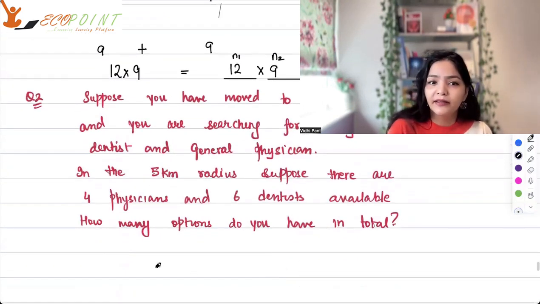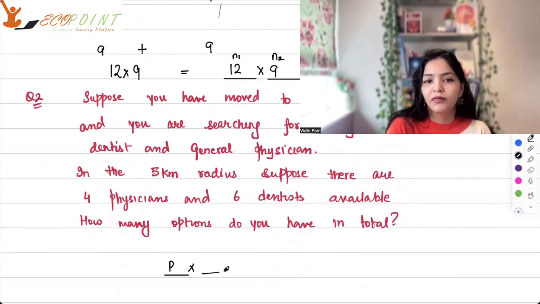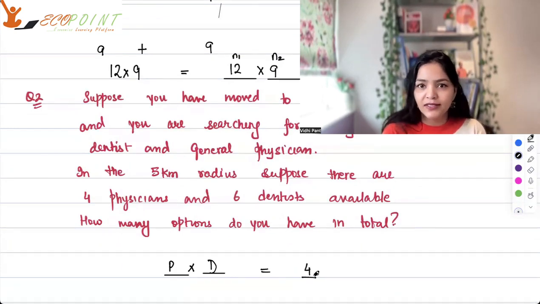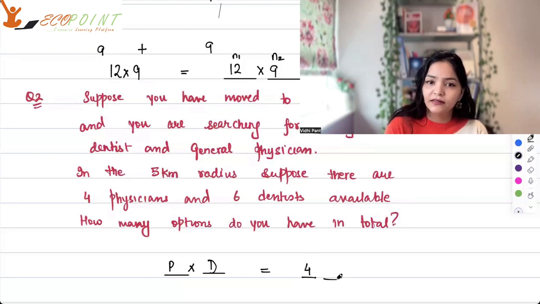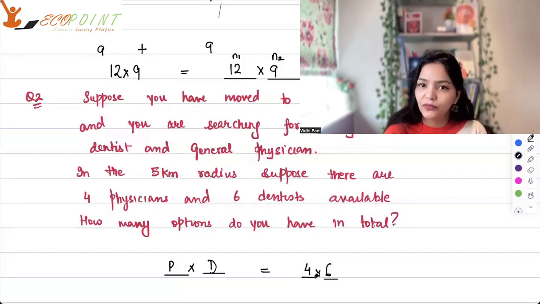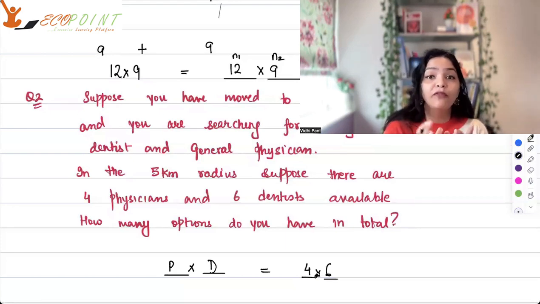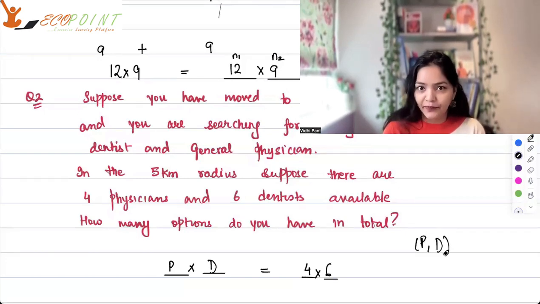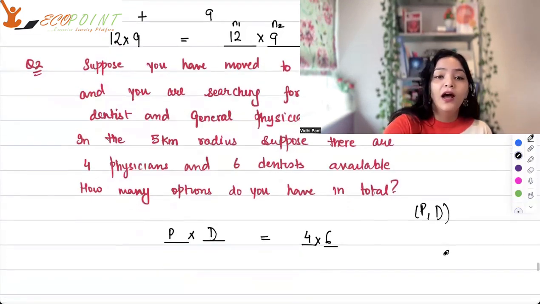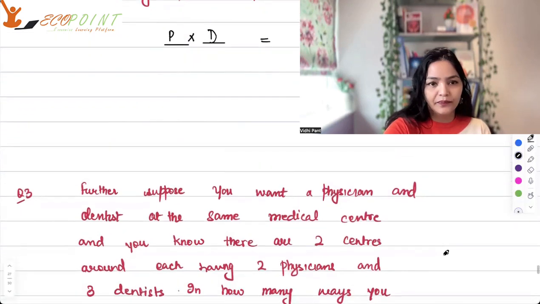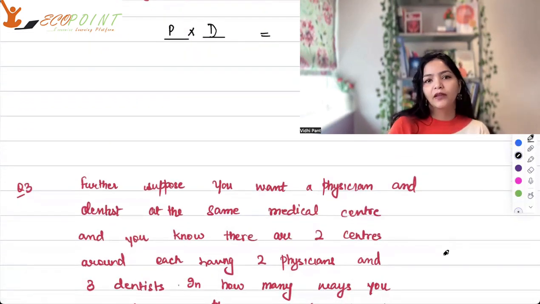This time I will directly apply it. If I have 4 physicians, so I have physician multiplied by dentist, तो मैं इन चारों में से कोई भी फिजिशियन के पास जा सकती हूँ, ठीक है, एंड 6 में से किसी भी डेंटिस्ट के पास जा सकती हूँ, राइट. सो मैं कोई भी फिजिशियन चूज कर सकती हूँ, कोई भी डेंटिस्ट चूज कर सकती हूँ, नंबर ऑफ ऑर्डर्ड पेयर्स, but I am looking for a physician and dentist together, ठीक है. सो इन टोटल आई हैव 4 into 6, that is 24 options.